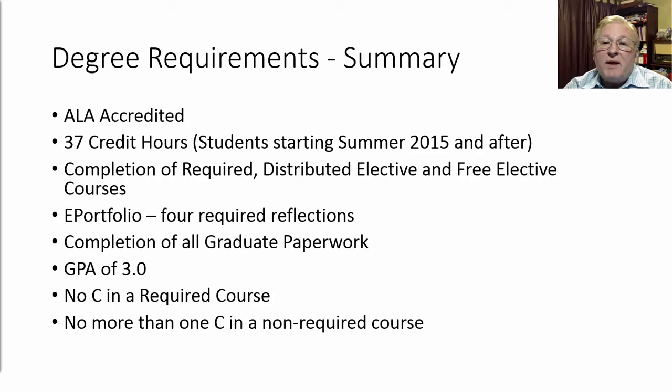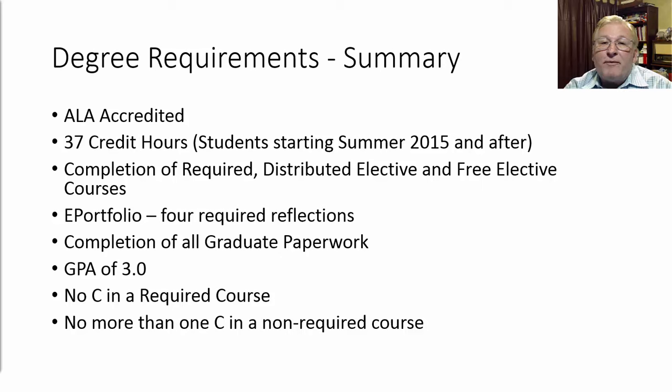So let's begin. The Master of Arts in Library Science degree is accredited by the American Library Association. That's especially important for those of you seeking positions titled librarian in most public, academic, and special libraries in the United States and Canada. But of course, the degree also prepares you for positions in many different kinds of information organizations. For students starting the program in summer of 2015, you'll need to complete 37 credit hours consisting of core, distributed elective, and free elective courses. And I'll talk about those in a few minutes.